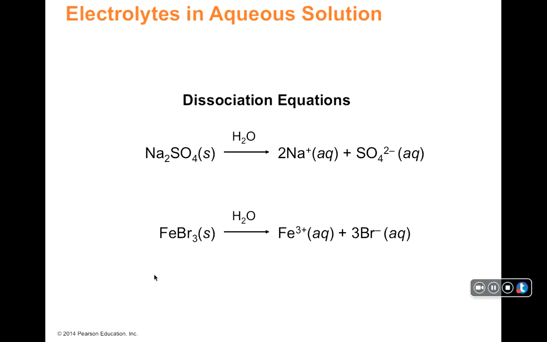The next example, iron bromide. The bromine is a halogen, so it's got a -1 charge, and to balance that off in that compound, the iron must have a +3 charge. We'll talk a little bit more about that in a bit.